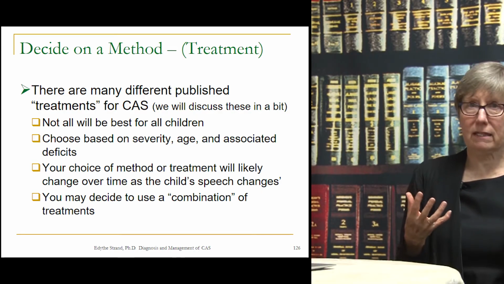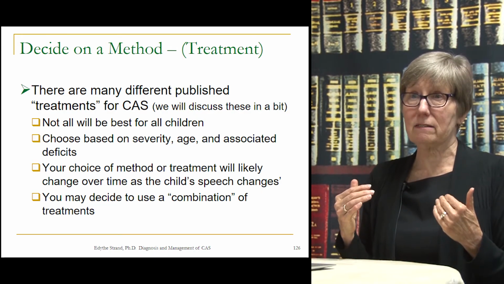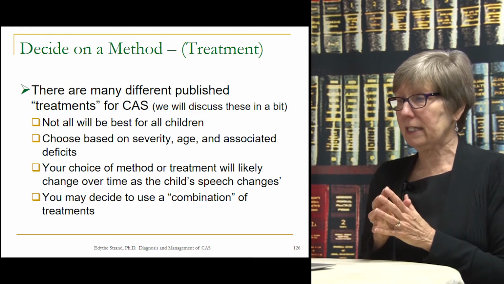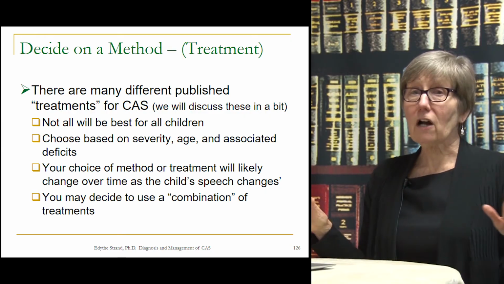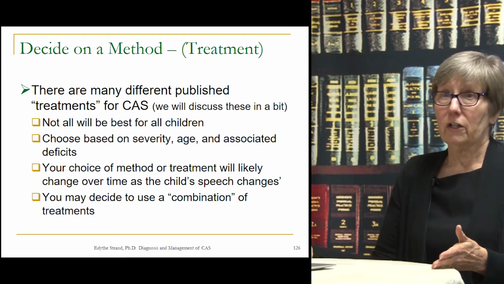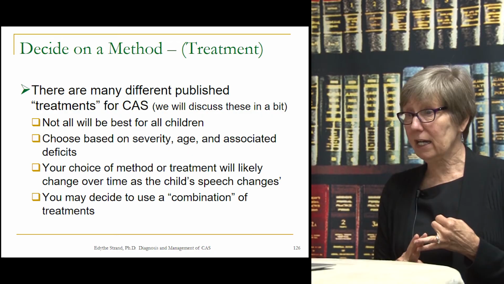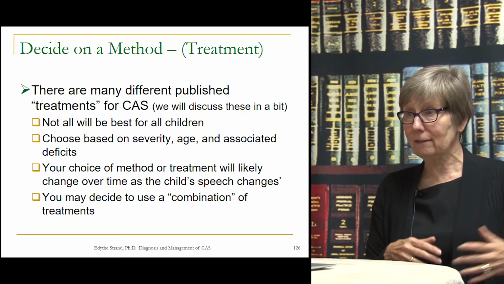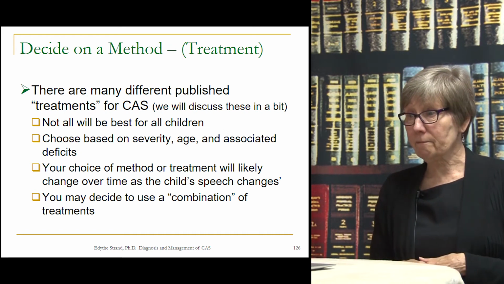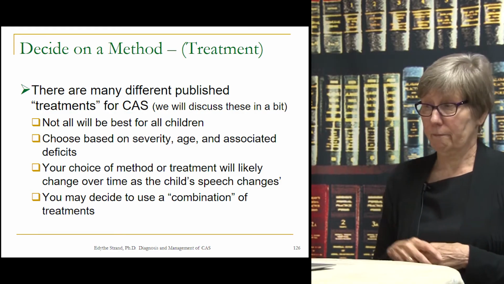Then you decide on a method. Now, we're here to talk about apraxia of speech, so I'm going to be reviewing treatment methods specifically designed and tested in some but not all cases for CAS. Not all of these are appropriate for all children with CAS. You're going to make a choice based on severity of the child, the age of the child, the associated deficits of the child. Your choice of method or treatment will probably change over time, and likely you'll be using a combination of treatments over time.